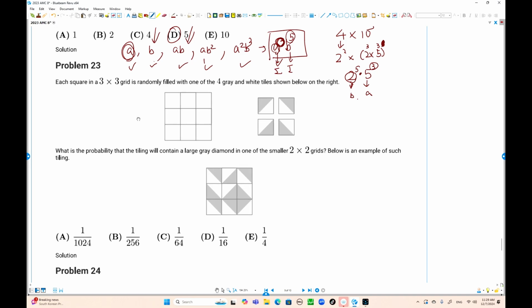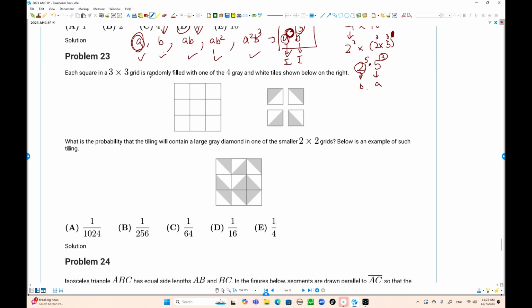Okay, number 23, we have a 3 by 3 grid. We're going to pair this with these 4 cards. What is the probability that the tiling will contain a large gray diamond made of one of the smaller pieces? For example, if this is a diamond, you can replace it this way, so one of these together. You have a diamond.